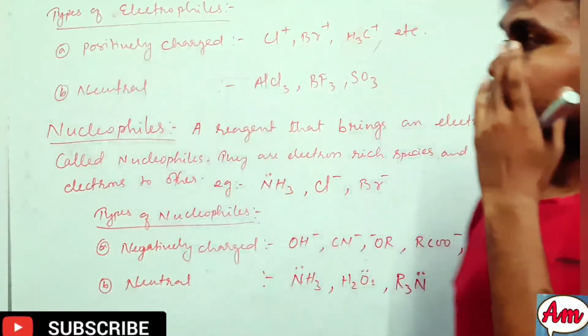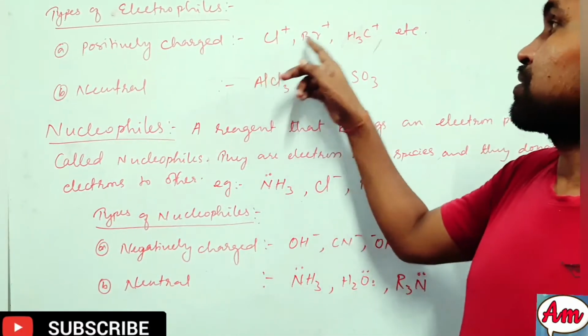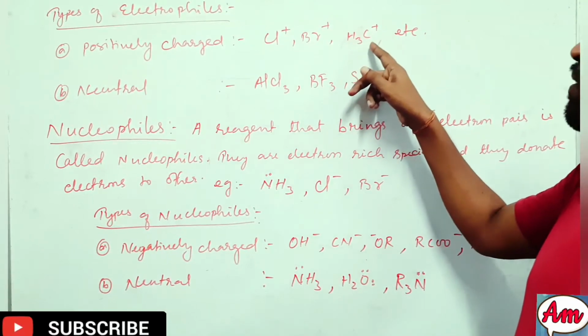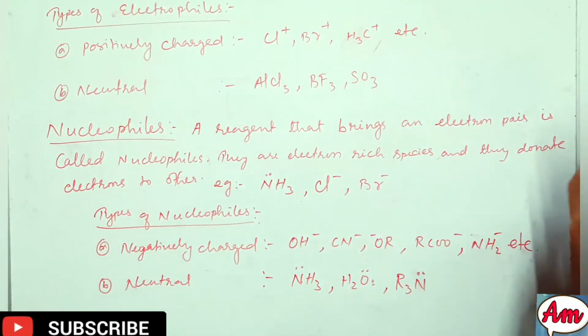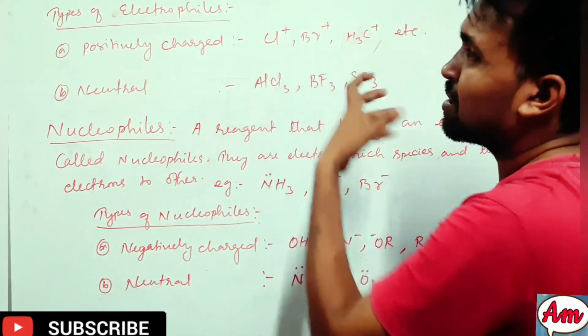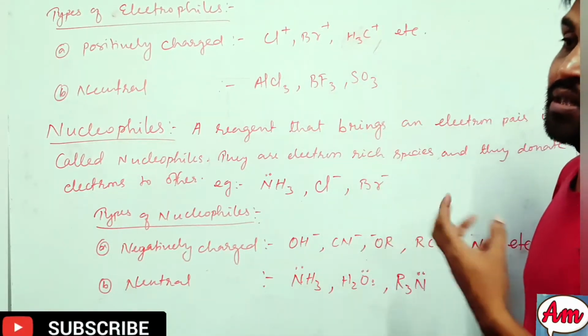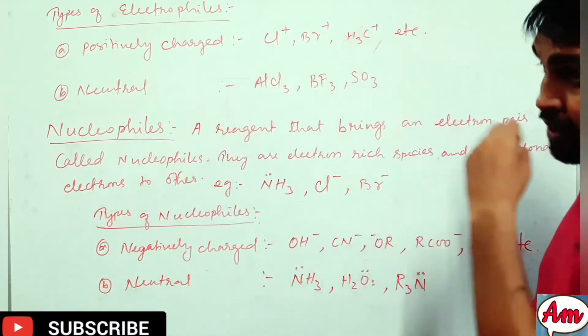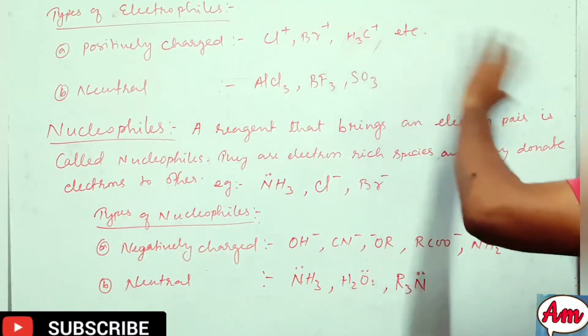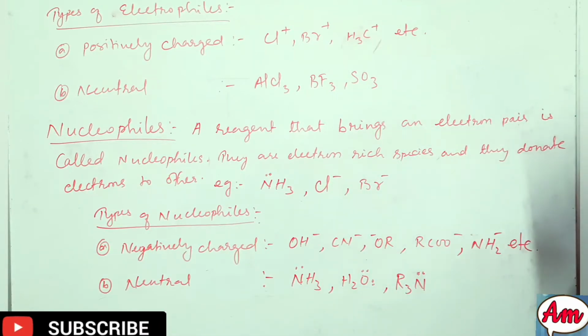One is positively charged electrophiles. So Cl positive, Br positive, CH3 positive, etc. There are many more positively charged electrophiles. Positive means they are electron deficient, they have lost their electrons, so they are desperately in need of electrons, so they are positively charged electrophiles.